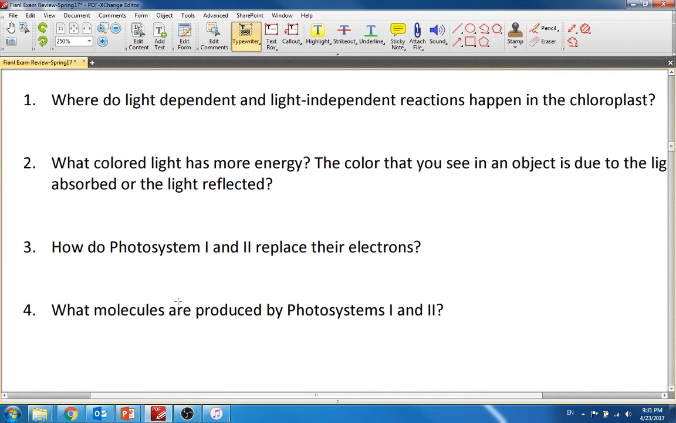Chapter 6. First question. Where do light-dependent and light-independent reactions happen in the chloroplast? Light-dependent reactions split water and produce oxygen. This happens in the thylakoid membrane. And the light-independent reactions happen in the stroma. These involve the steps that make glucose.